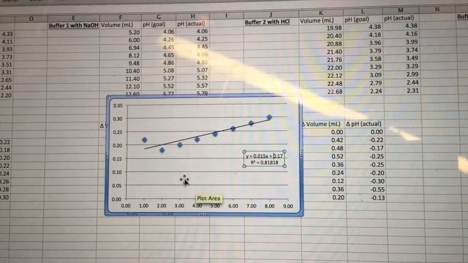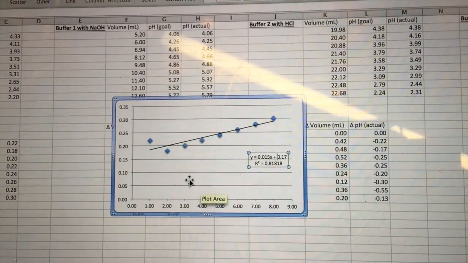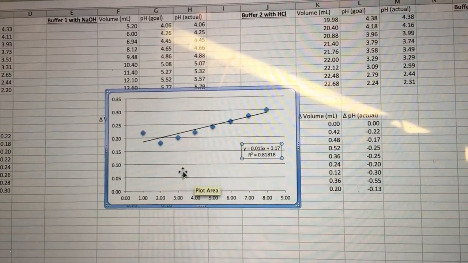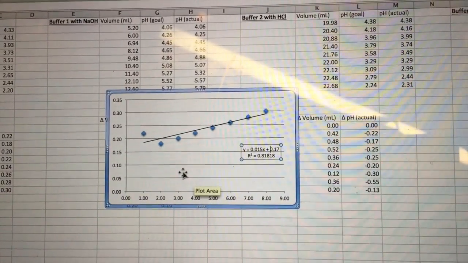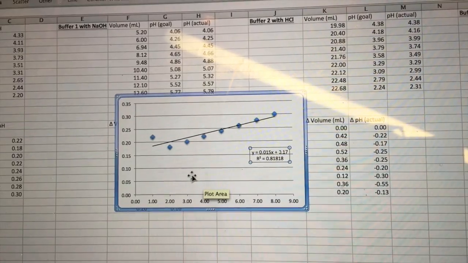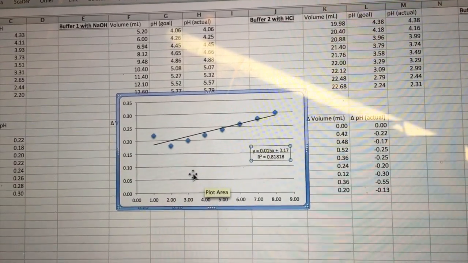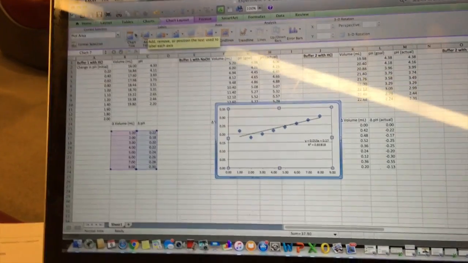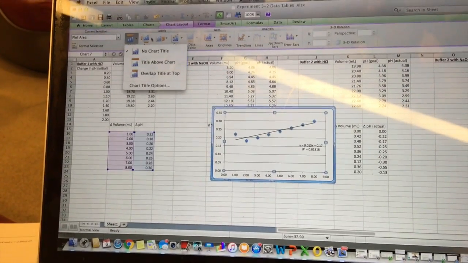The equation is in the form mx plus b, where m is equal to the slope and b is equal to the y-intercept. And with your R-squared value, if it's equal to 1, that means that your data perfectly fits a linear line. To add information to your graph, you can add a chart title and an axis title.